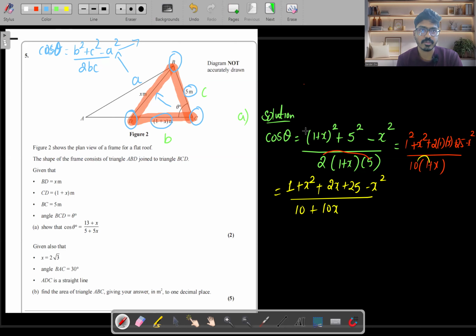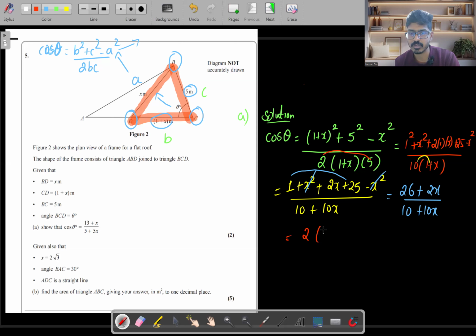So our next step: plus x squared and minus x squared cancel, and then we can add 1 with 25, so that will be 26 plus 2x over 10 plus 10x. Once we have this, we can take 2 as a common factor on the numerator. If I take 2 common, I'll get 13 plus x.